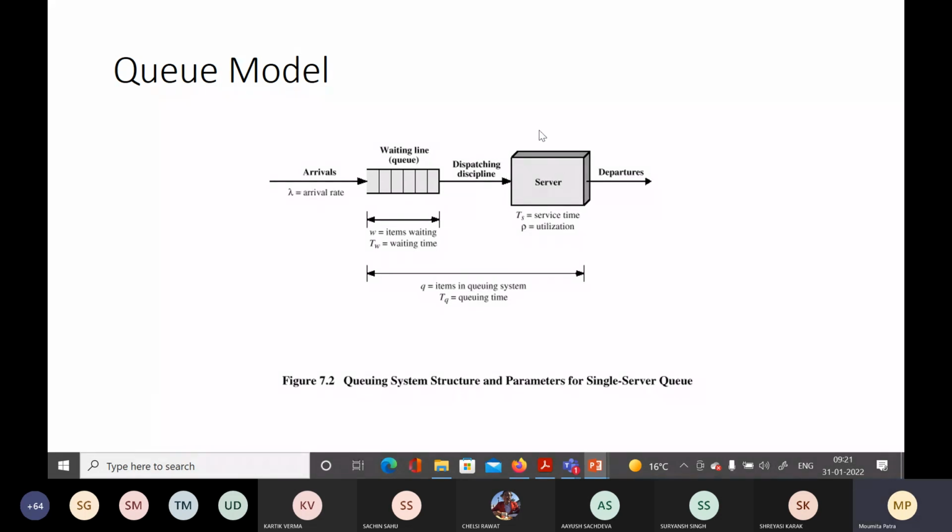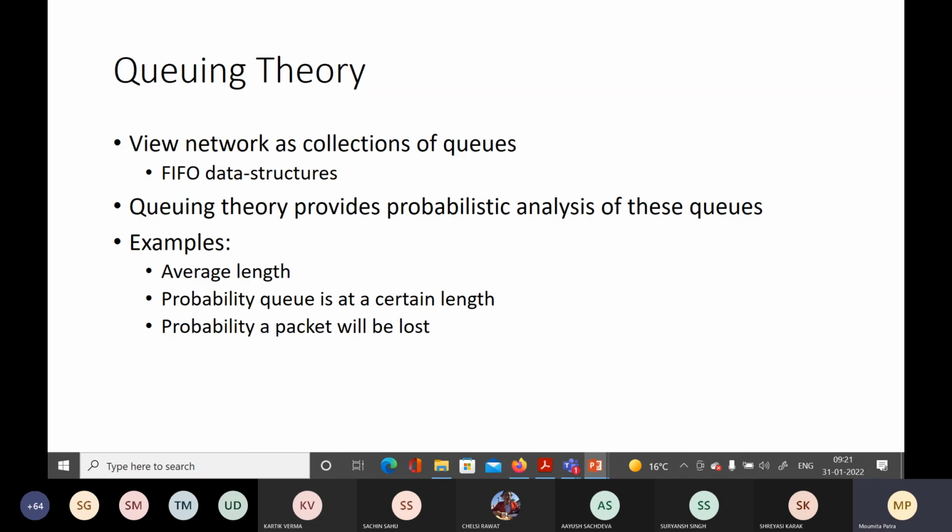So this is basically our queuing system. These are very important parameters of a queuing system, so please make a note of these. Now let me go to the next slide.